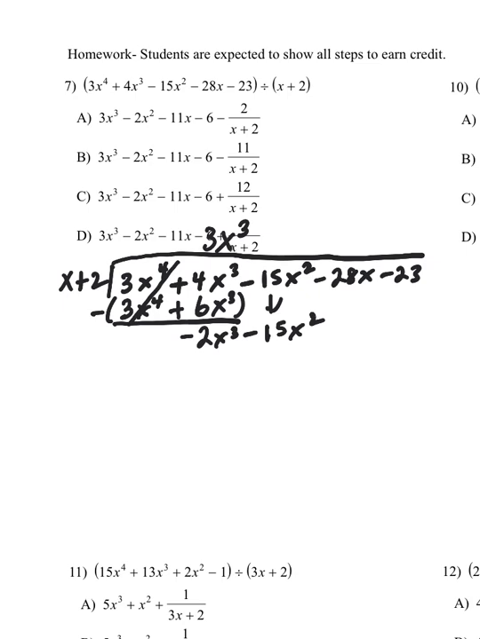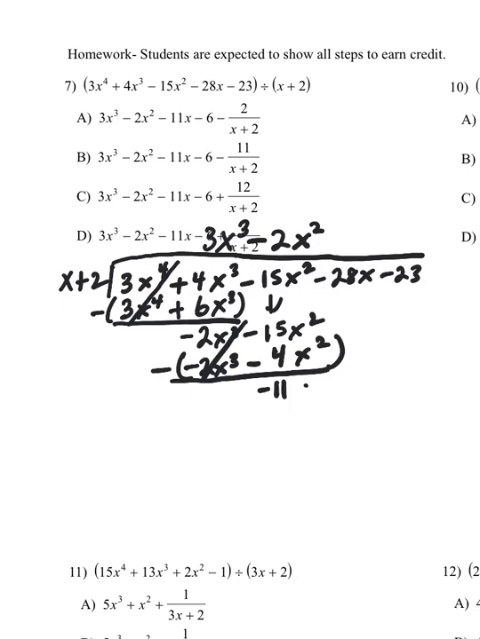And then you repeat the process. You ask yourself, what do you multiply x by to get negative 2x cubed, which you know is going to be negative 2x squared. So you have negative 2x squared times x gives you negative 2x cubed. Negative 2x squared times 2 gives you negative 4x squared. And then once again, you're subtracting. These two become 0. Negative 15 minus a negative 4. So that's going to give you negative 11x squared.